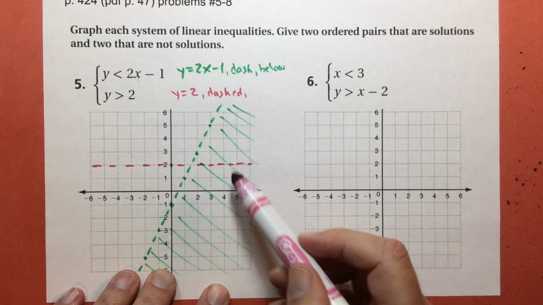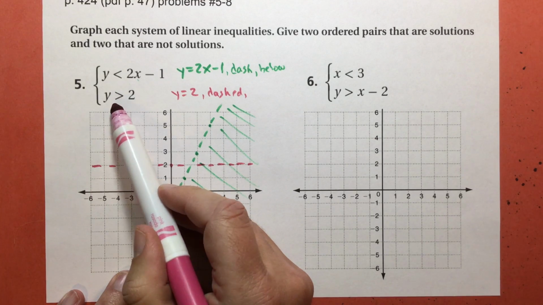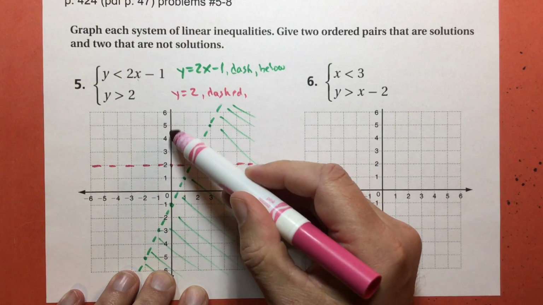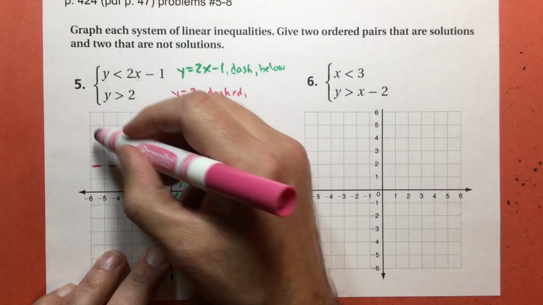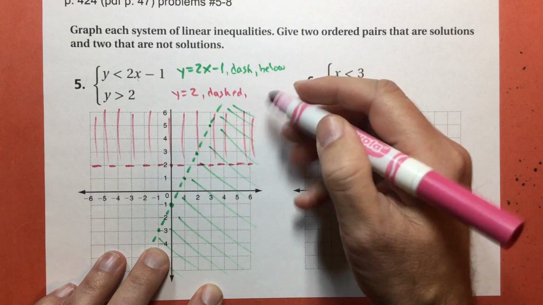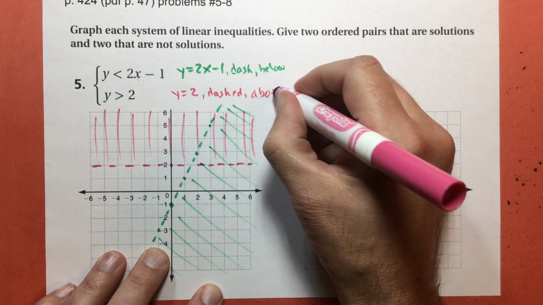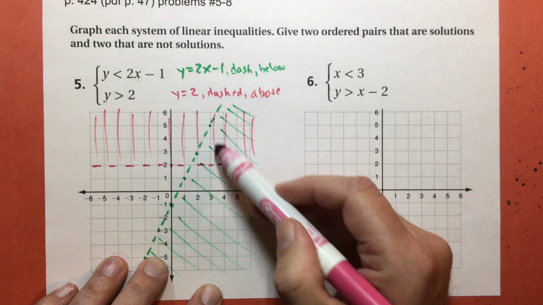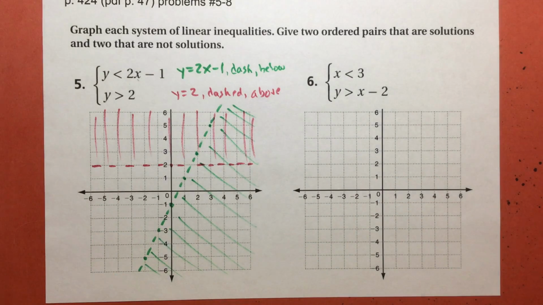And do I shade above or below it? I want the y values that are greater than 2. So 3, 4, 5, 6, those are all going to be greater than 2. So I'm going to shade above. And it's this area right here that shows the overlap. Okay, now I'm going to do this for this problem. I'll draw the rest of them by hand.